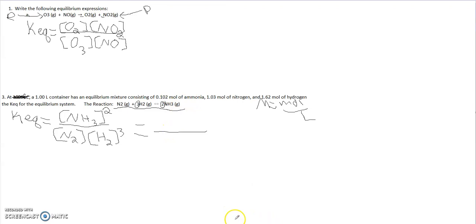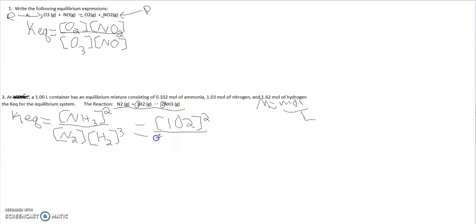So now we actually start to plug in our numbers from this problem up here. So our concentration of NH3, or ammonia, is not directly given to us. It's given to us in moles. But again, moles per liter is molarity. So this 0.102 becomes our concentration. So in our brackets, we put 0.102, and we have to raise that to the second power.